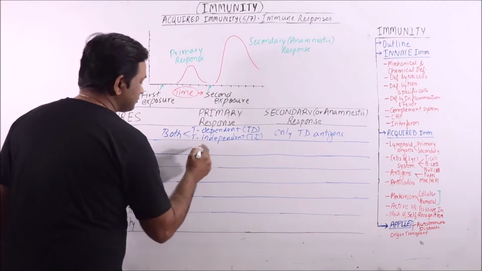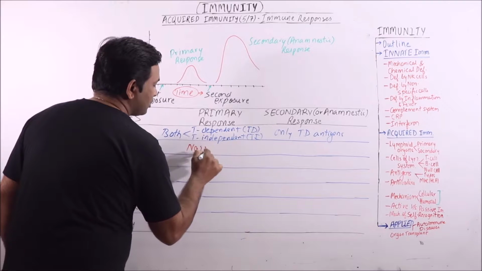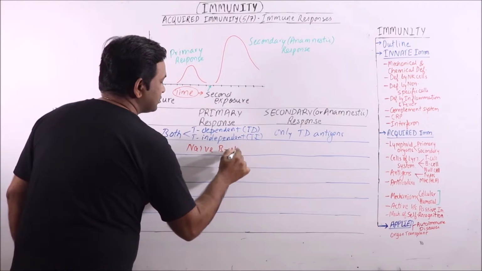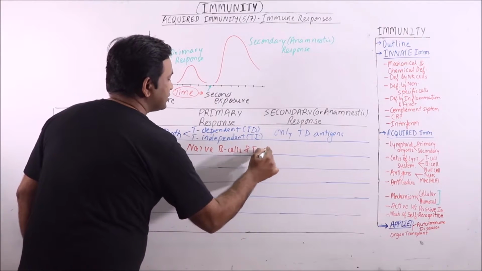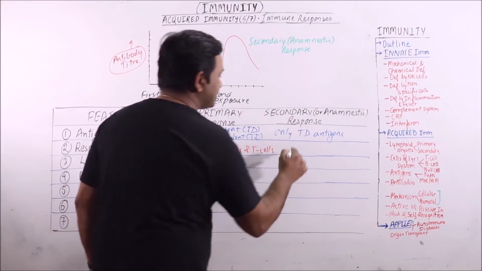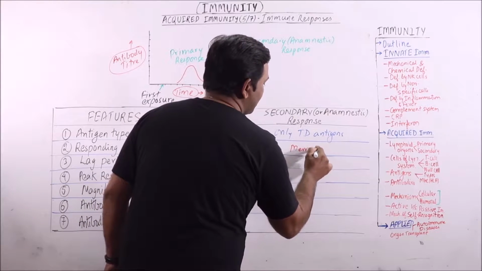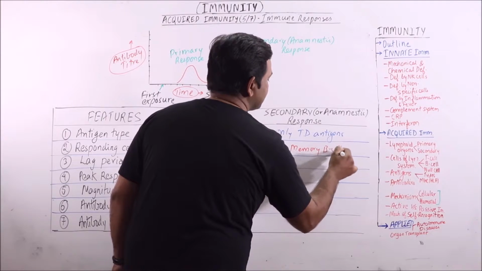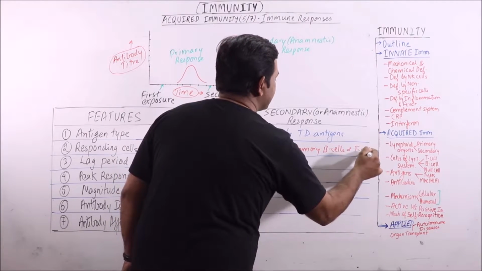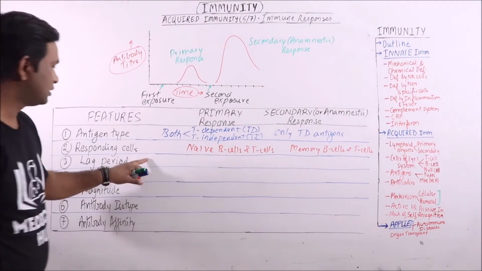Responding cells are naive B cells and T cells. Here the responding cells are memory B cells and T cells.